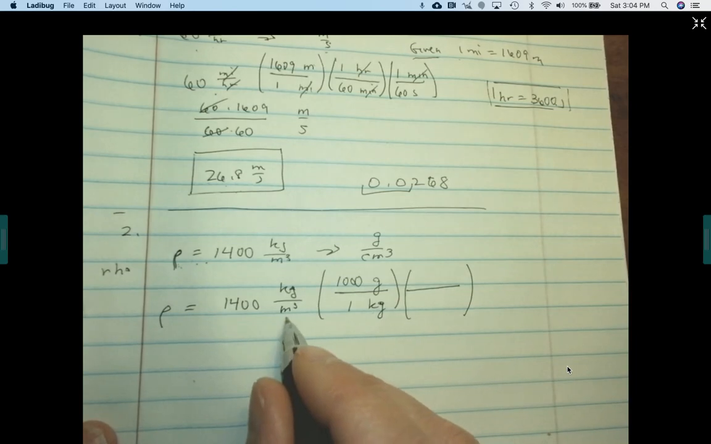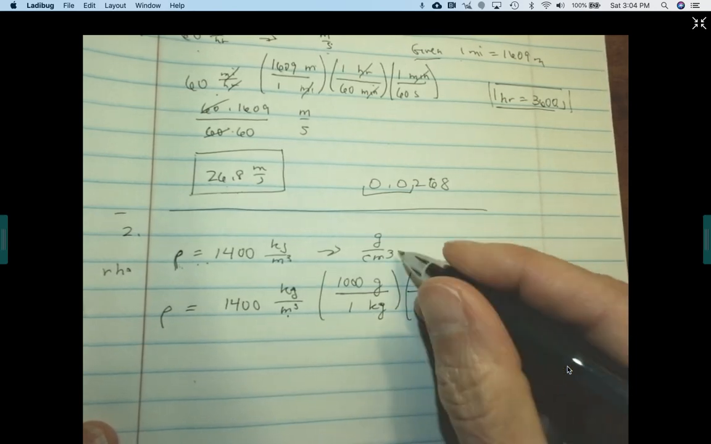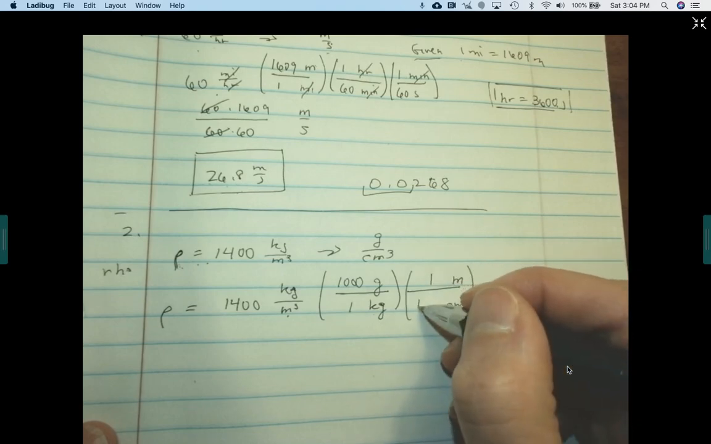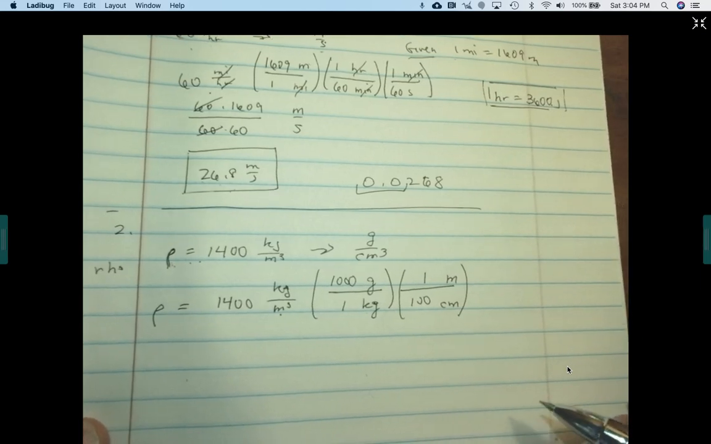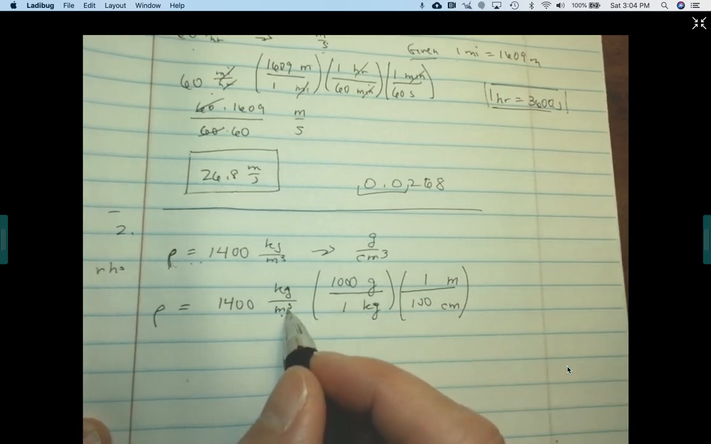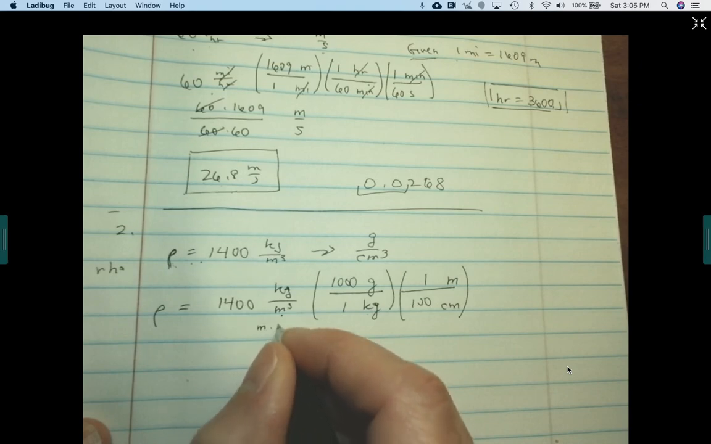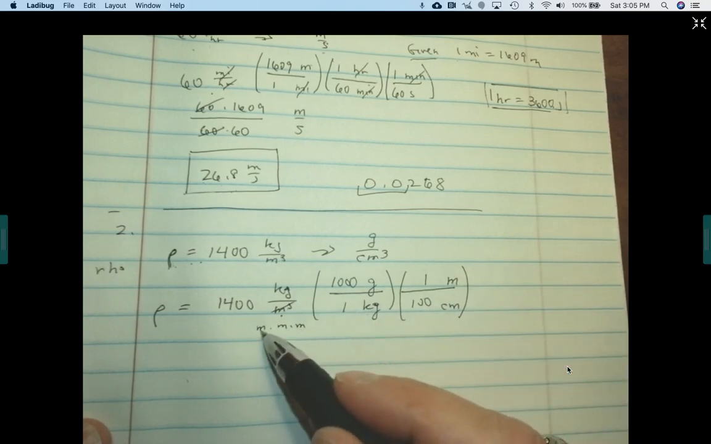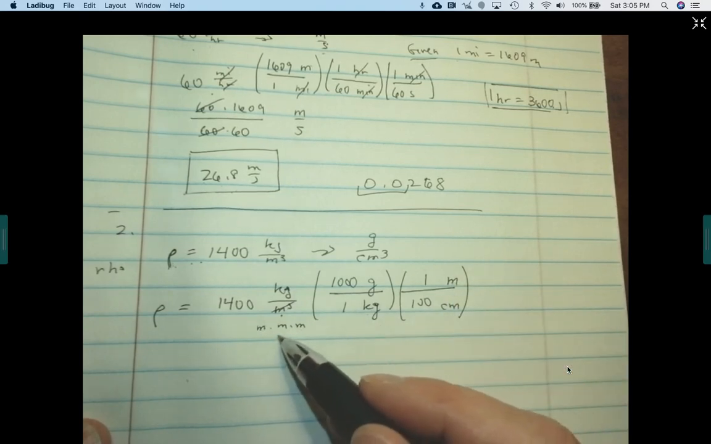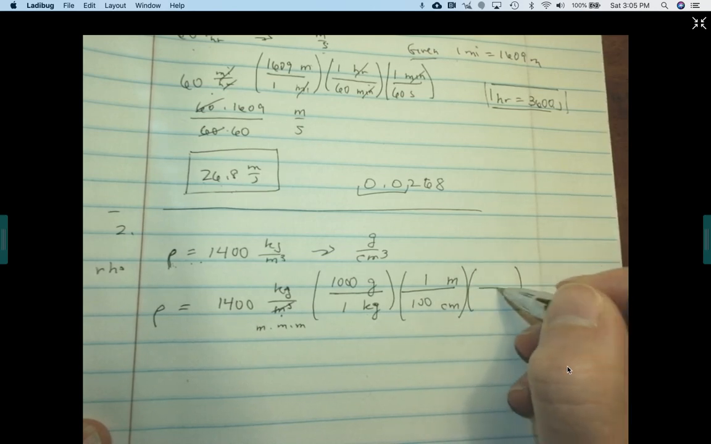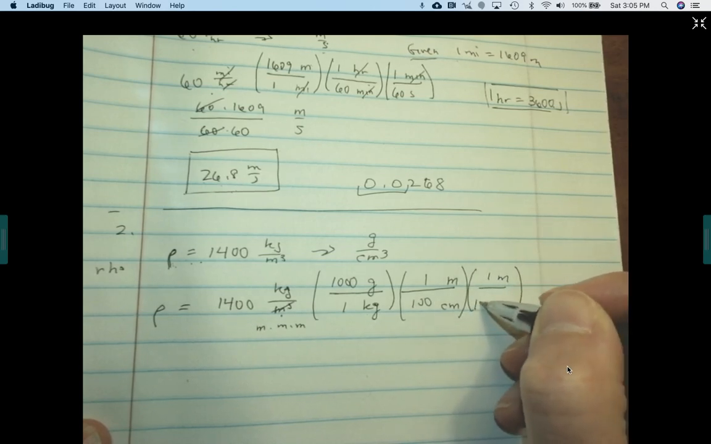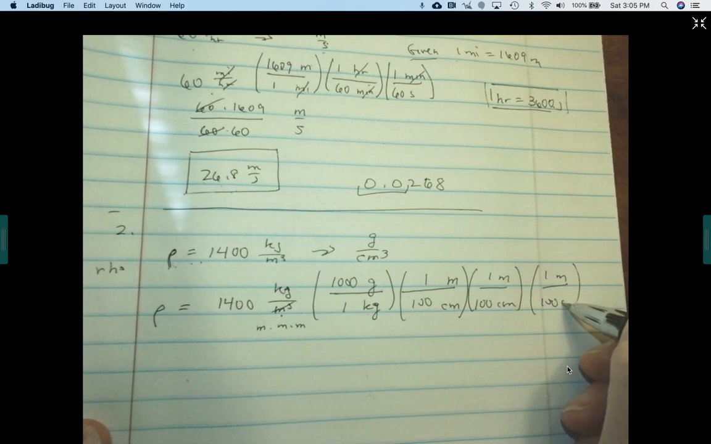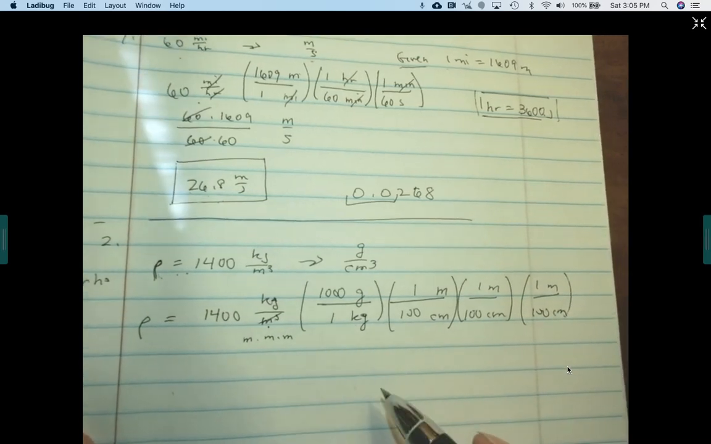Okay, and now let's do our distances. We have a meter on the bottom, we put a meter on the top, and we want to go to centimeters, so we'll put a centimeter on the bottom. And 1 meter is 100 centimeters. Now note that this is meters cubed, so this is really a meter times a meter times a meter. If we do this conversion once, we're only changing one of the meters. So we have to actually do this multiplication 3 times so that we change all of the meters into centimeters. 1 meter, 100 centimeters.